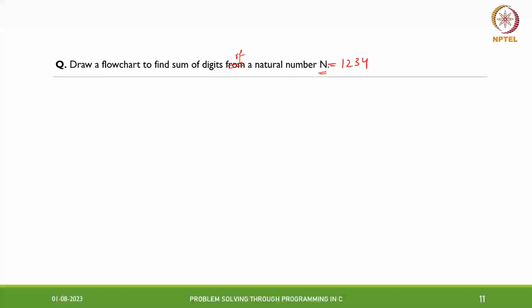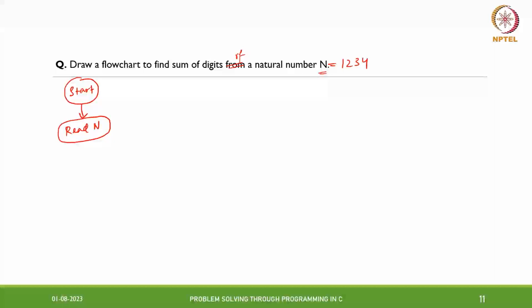So it's like a combination of the two flowcharts that I showed earlier in the previous slides. So how do we go about it? We need to extract each of the digits of the natural number. We saw an algorithm earlier for how to calculate the reverse of a number, so this will follow a similar kind of approach. We will first start the program, and then we will read n.